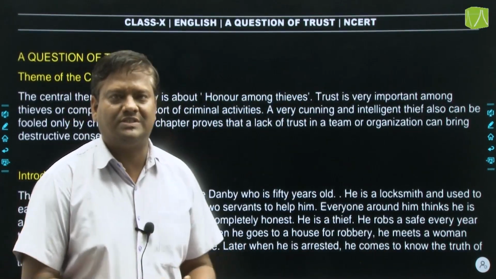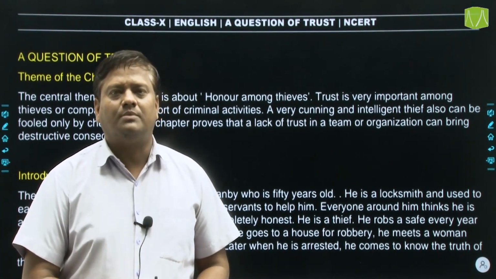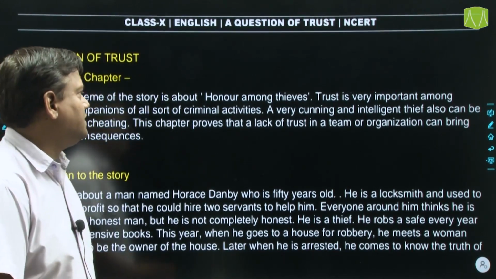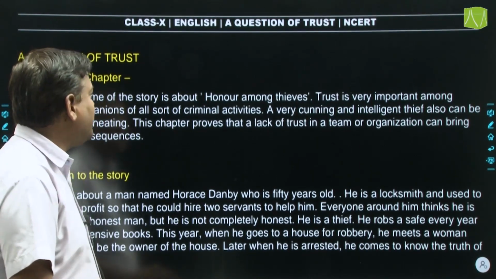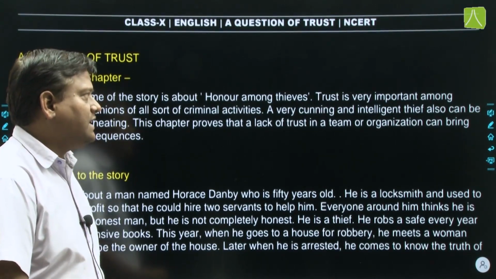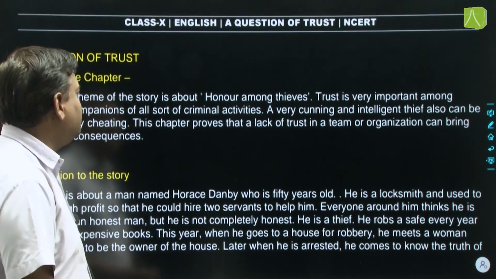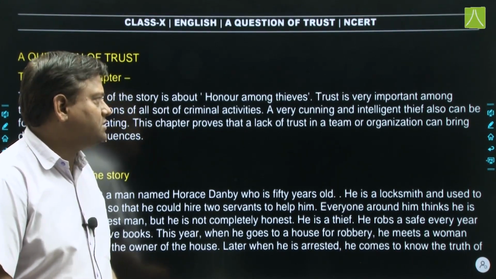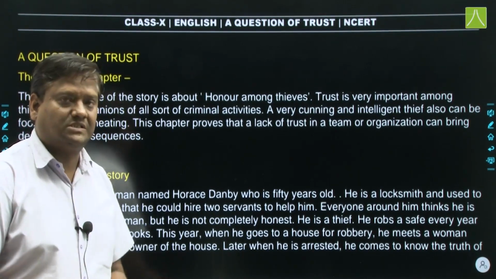First of all, what is the theme of this chapter? Actually, the theme of this chapter is honor among thieves. The central theme of the story is about honor among thieves. Trust is very important among thieves or companions of all sorts of criminal activities. A very cunning and intelligent thief can also be fooled only by cheating. This chapter proves that a lack of trust in a team or organization can bring destructive consequences.